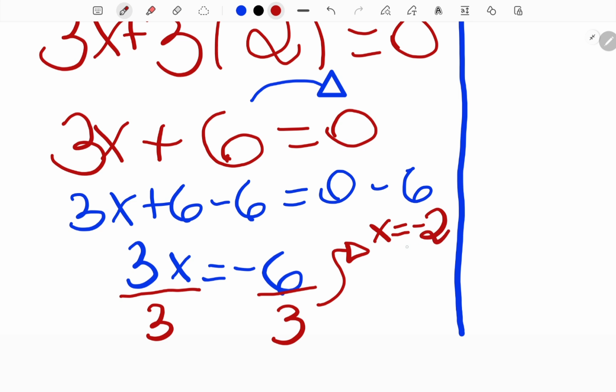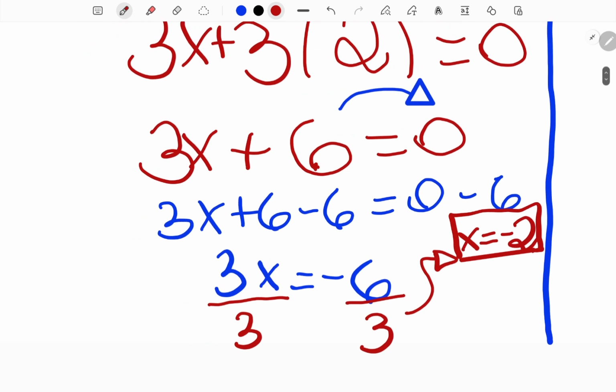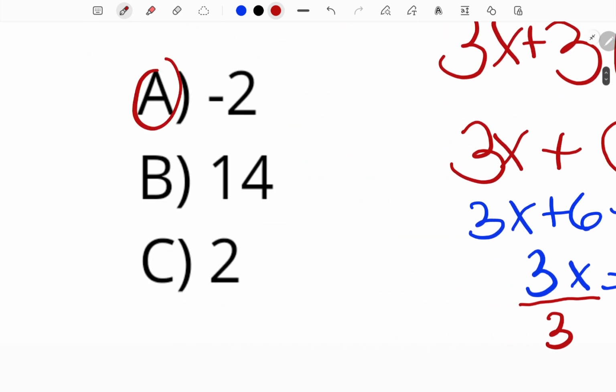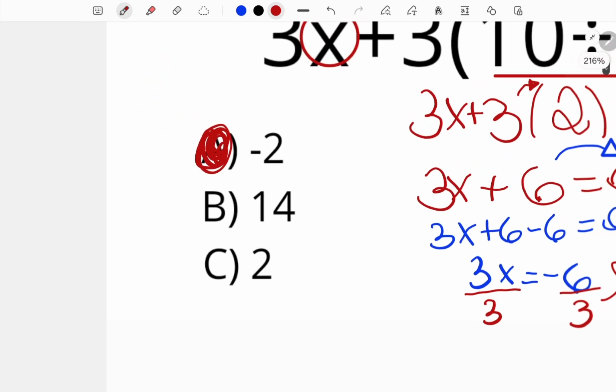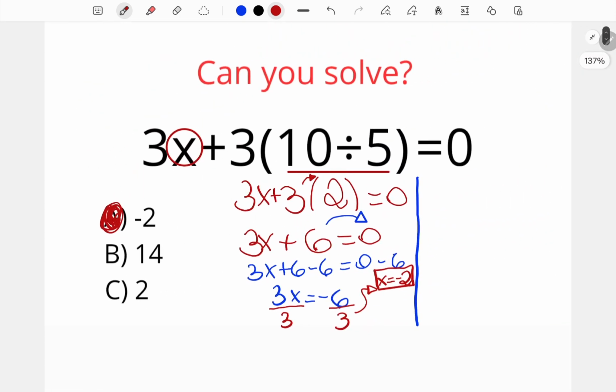Recapping, we started with a complex equation, solved the division inside the parentheses, then the multiplication, moved the constant term to the other side of the equation, and finally divided to isolate the variable x. Each of these steps is essential for solving the equation accurately.